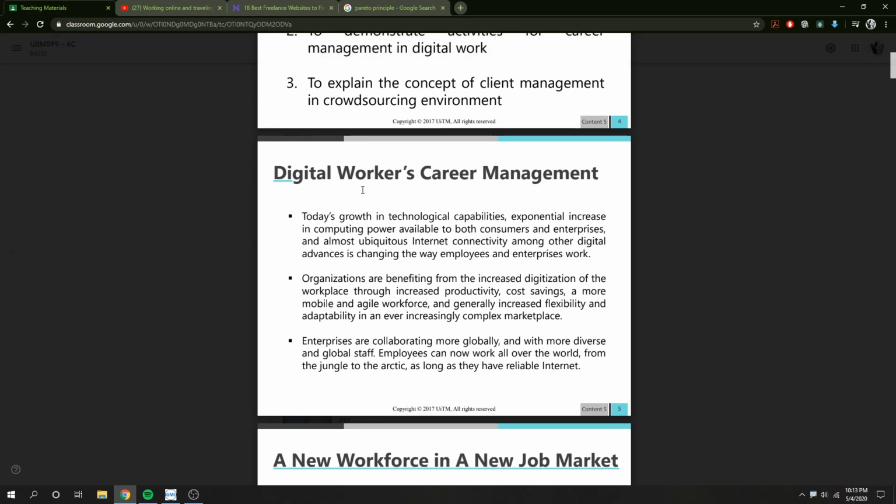Okay, digital worker career management. Today, growth in technology capability, exponential increase in computer power. I can sum this up with the increasing of mobile applications and faster internet speed. We have 5G coming soon. Everything has changed, betul tak? Everything now is on mobile applications. We can order food, we can buy things online, no need to go to the physical store. Even if we want to go from one place to another, we can order a Grab, we can order a MyCar, right?